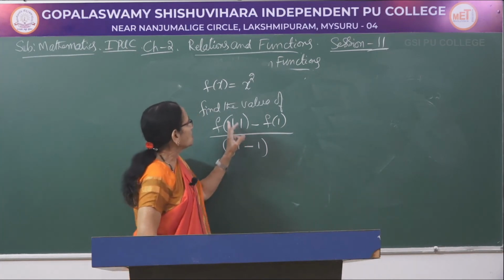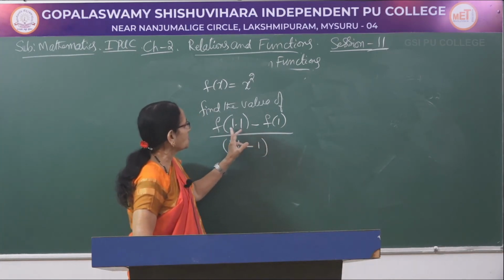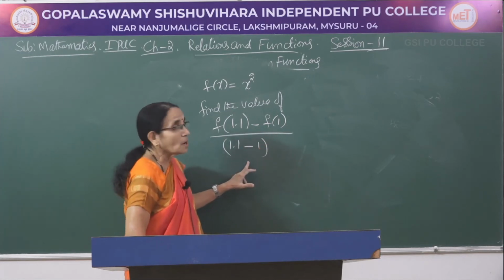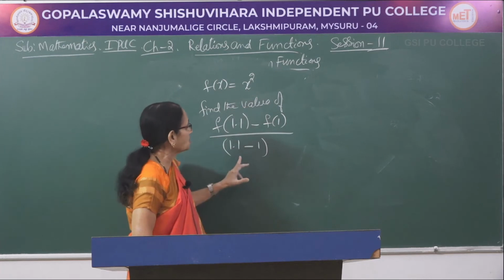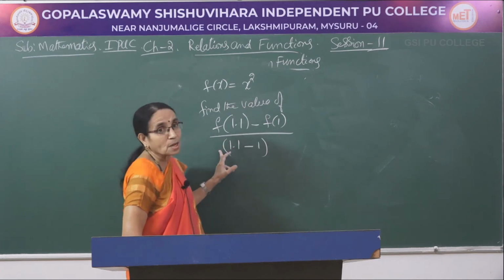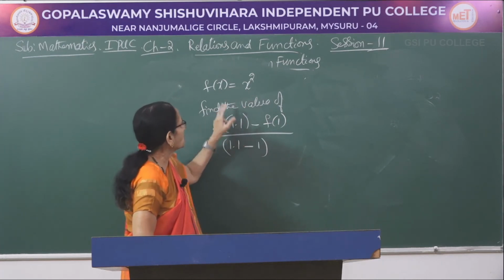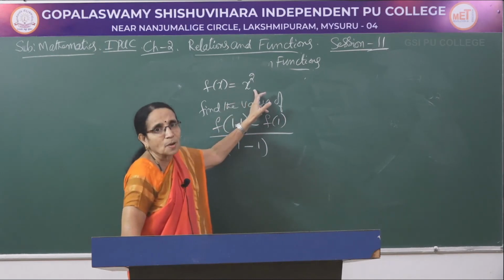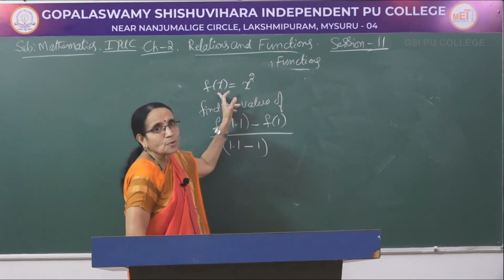Look here, the numerator contains the values of the function. The denominator contains the values of x, isn't it? Now here we don't have any f or anything. How is the function defined? Each x has been mapped onto x square. X square is the image of each x.